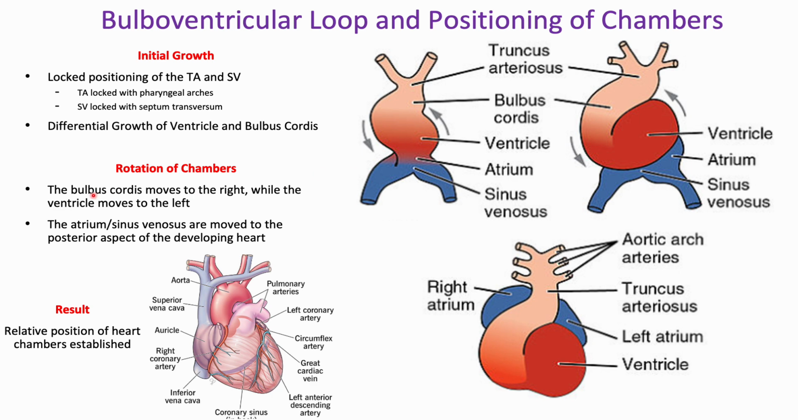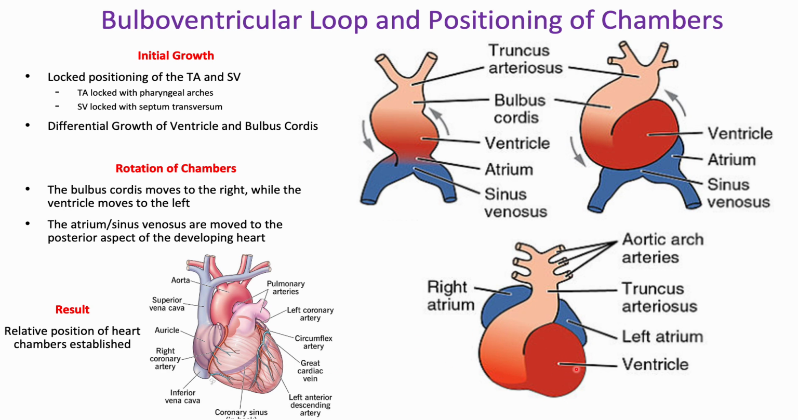So what's going to happen is the bulbus cordis is going to move to the right while the ventricle moves to the left. So what you'll see here is the ventricle shifting to the left, whereas the bulbus cordis is shifting to the right. At the same time, the atrium and sinus venosus are going to be pulled posteriorly and superiorly. You see the atrium getting pushed backwards and superiorly, and then eventually we're going to have the structure here, which is much more similar to what we have in the adult anatomy.